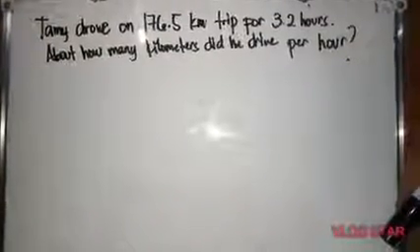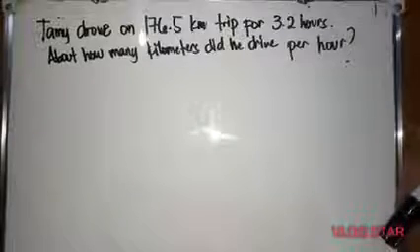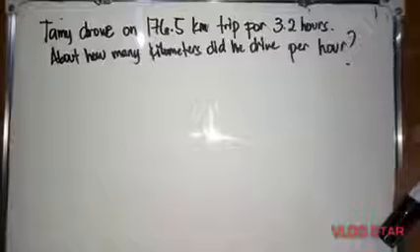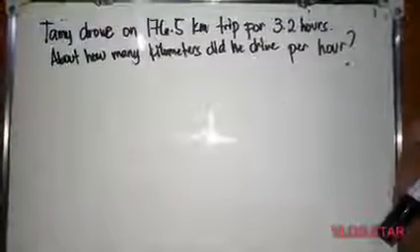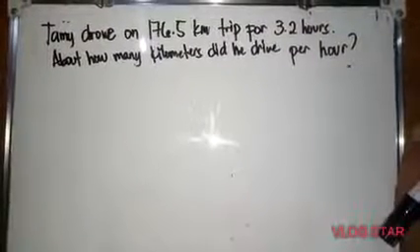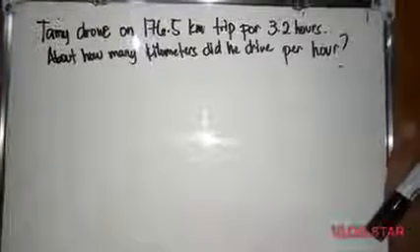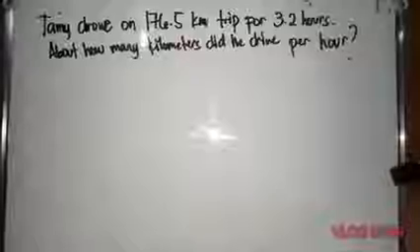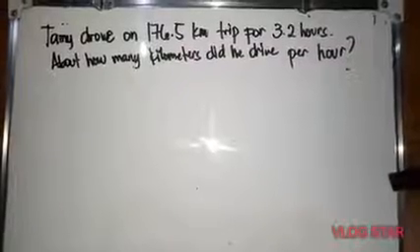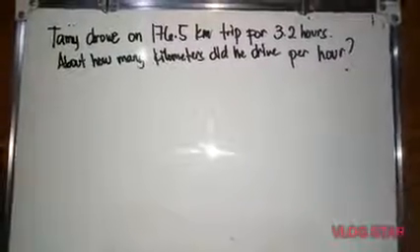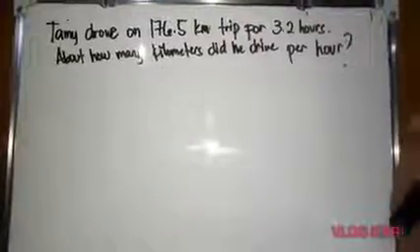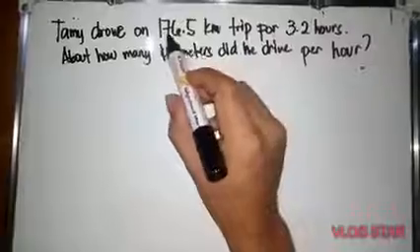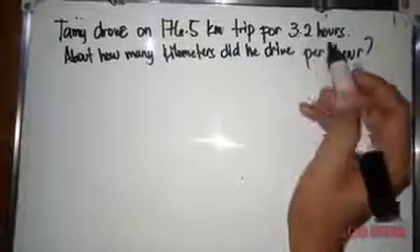So another example. Tommy drove on a 176.5 kilometer trip for 3.2 hours. How many kilometers did he drive per hour? Or about how many kilometers did he drive per hour? So let's use the round up and round down. Since we can round this up and we can round down the hours.